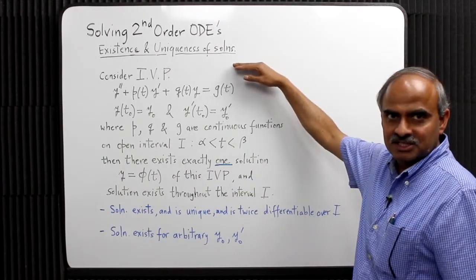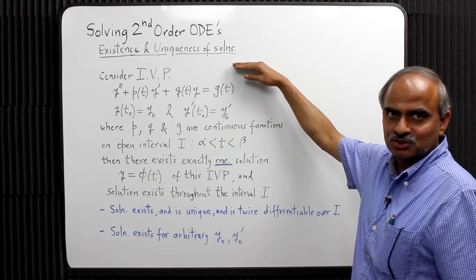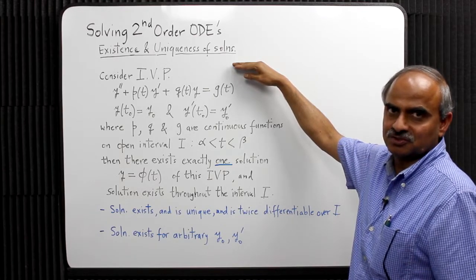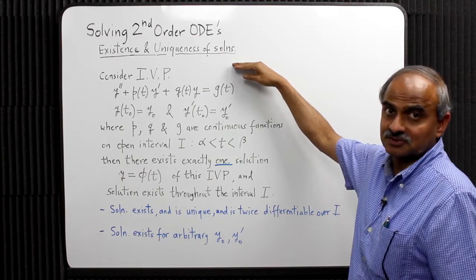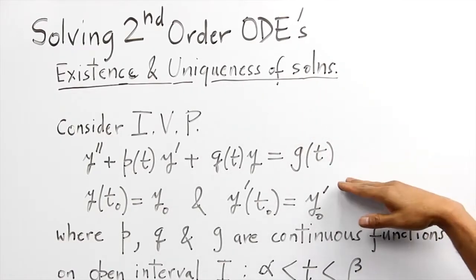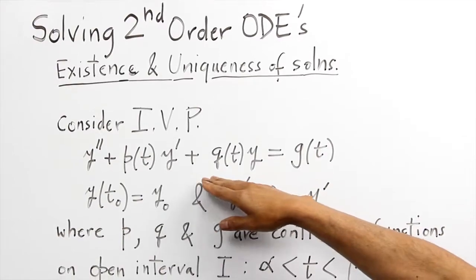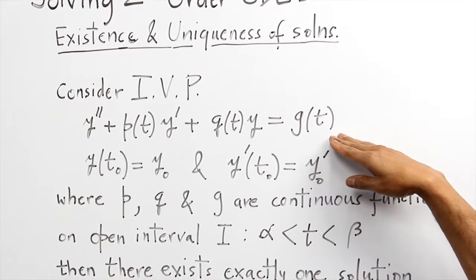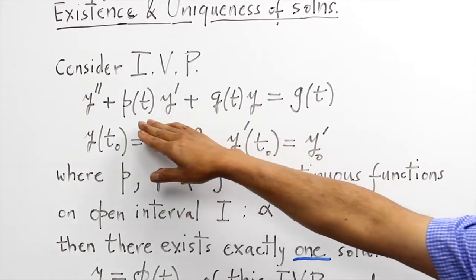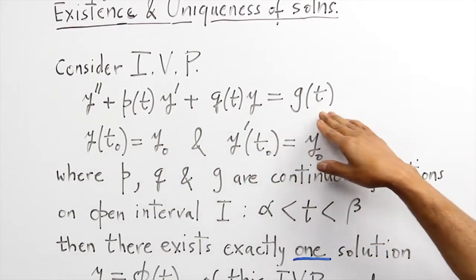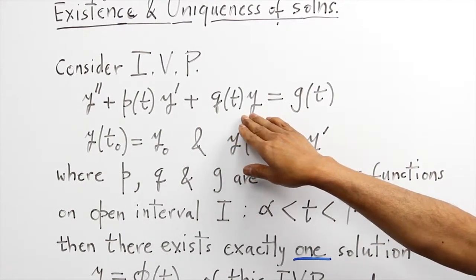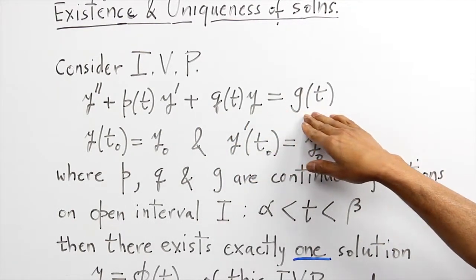In this supplement, we will describe a theorem associated with existence and uniqueness of solutions to second-order differential equations, linear second-order differential equations. So let's begin by considering the initial value problem, which is for a linear second-order differential equation as described here. The differential equation involves these arbitrary functions p, q, and g, multiplying the first derivative, the function value y, and the right-hand side forcing.